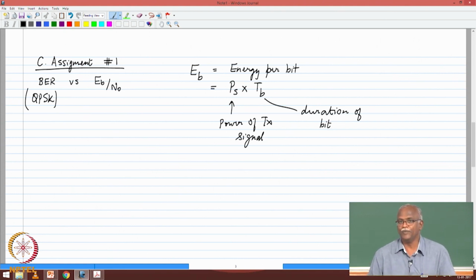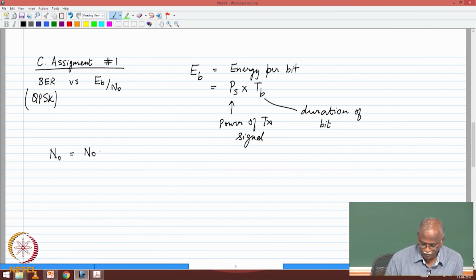Now, the tricky one comes when we start looking at N naught. So, let me ask you to tell me what N naught is. Give me a definition of N naught. It is the noise power spectral density, and the units are watts per hertz, noise spectral density. Okay, thank you. That's good.